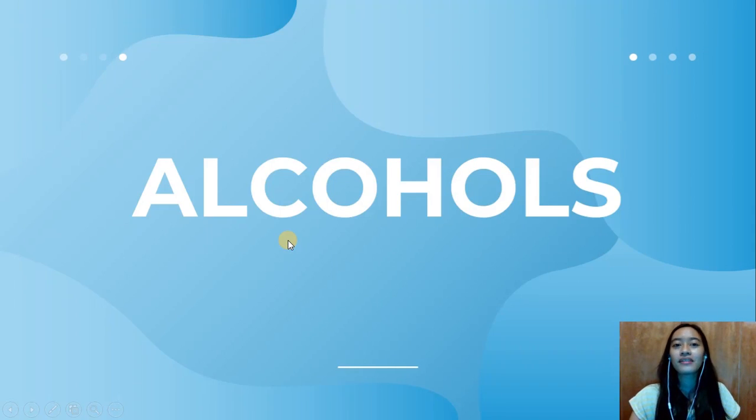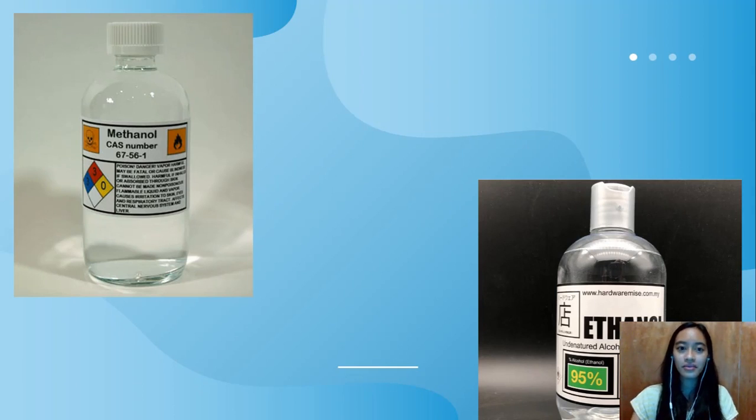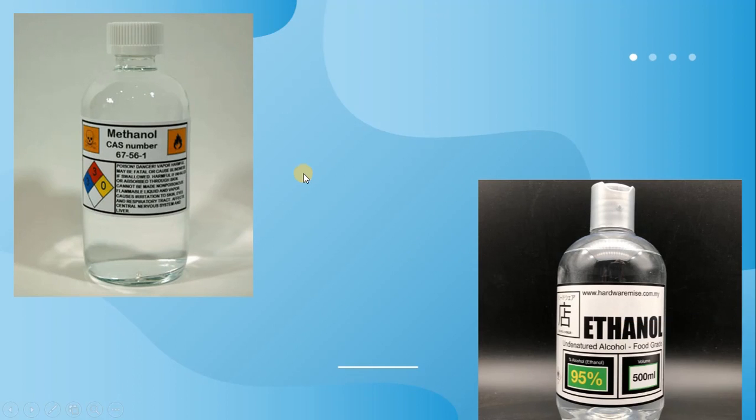So let's focus on alcohols. You can see we have two examples here. We commonly hear these two, methanol and ethanol. The common name for methanol is methyl alcohol, and for ethanol the common name is ethyl alcohol. More commonly you must have heard of ethyl alcohol because we use it frequently in the current situation wherein we need to disinfect using ethyl alcohol.